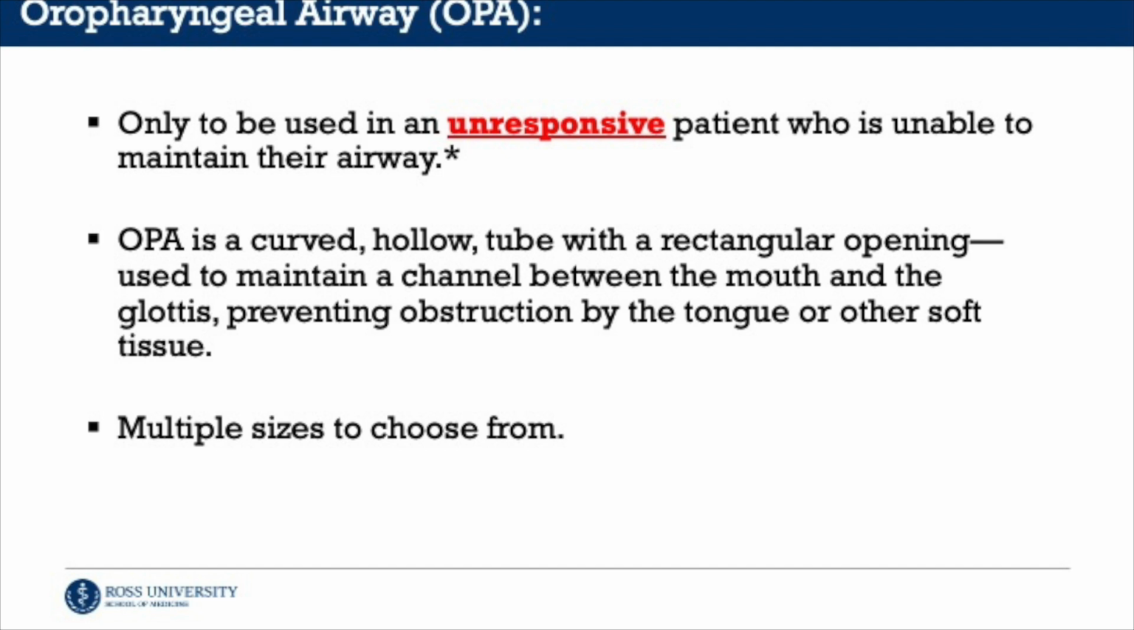Now let's discuss the oropharyngeal airway in detail. It is only to be used in an unresponsive patient who is unable to maintain their airway. This is because it may cause vomiting and aspiration in a responsive patient. The OPA is a curved hollow tube with a rectangular opening. This is used to maintain a channel between the mouth and the glottis, preventing obstruction by the tongue or other soft tissue. And there's multiple sizes to choose from depending on the size of the adult that we're working with.